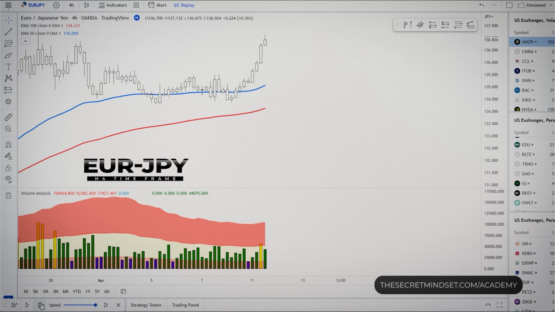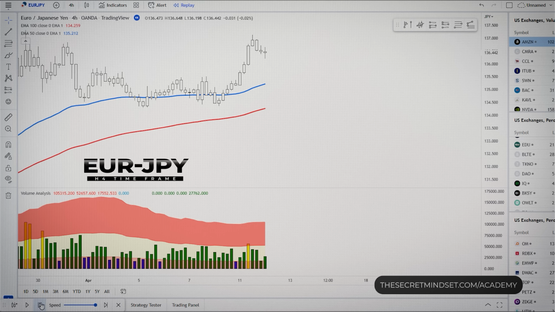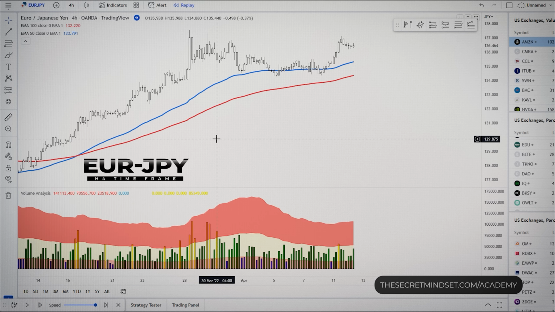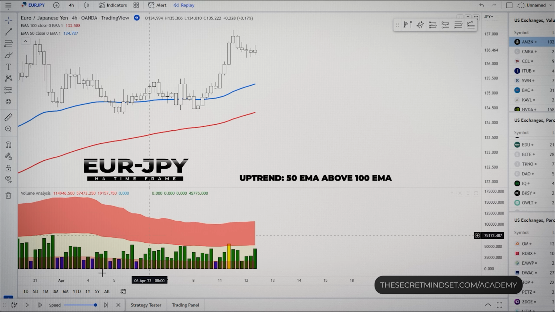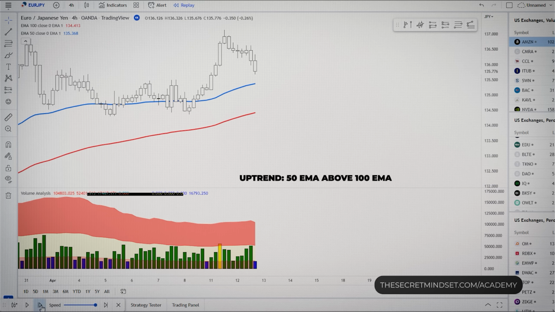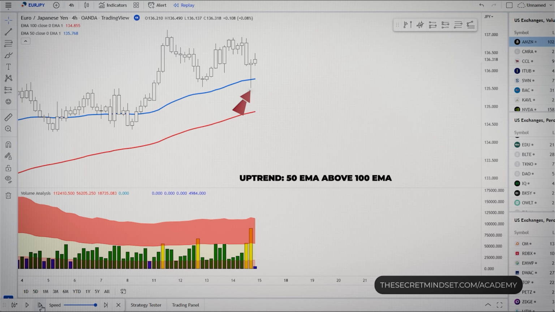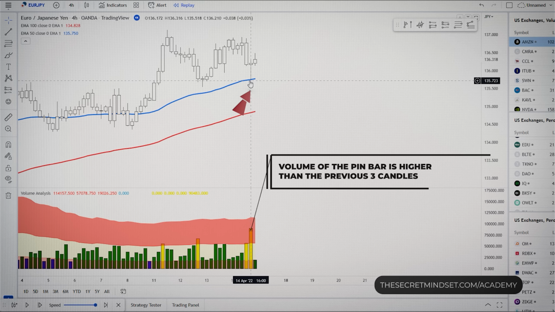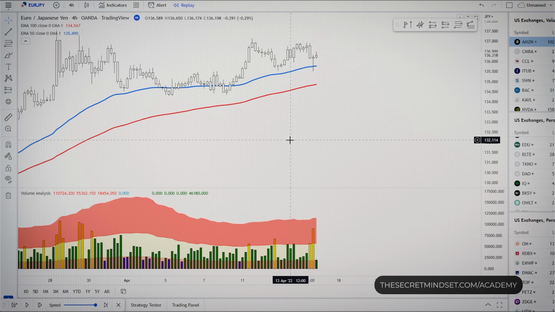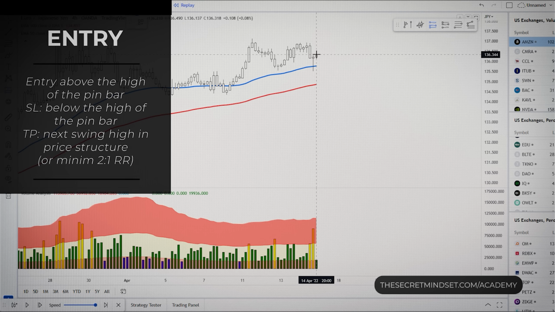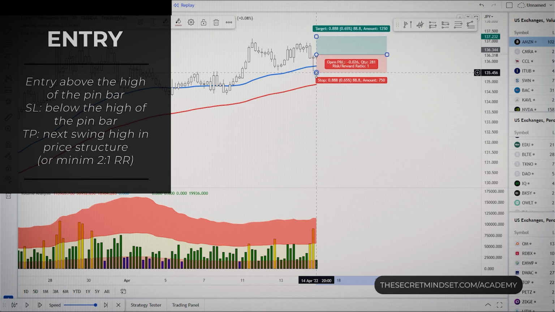Let's move to Euro Yen, on my favorite time frame, the 4-hour. The same situation. The trend is up, because the 50 EMA is above the 100 EMA, so we look for long trades. We have a small pullback to the 50 EMA, and with this pin bar rejecting the area, volume is higher than the previous bars, so all conditions are met. When the high of the pin bar is broken, that's the signal to initiate a long position.